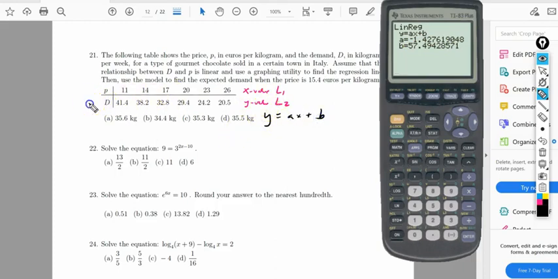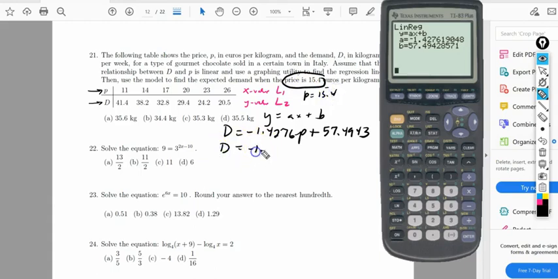So your y values are your d values, and a is negative 1.4276. We'll take it to 4 places, times x. Your x values are your p values. And b, I'm going to take that to 4 places. And now find the demand, find d, when the price, when p is equal to 15.4.